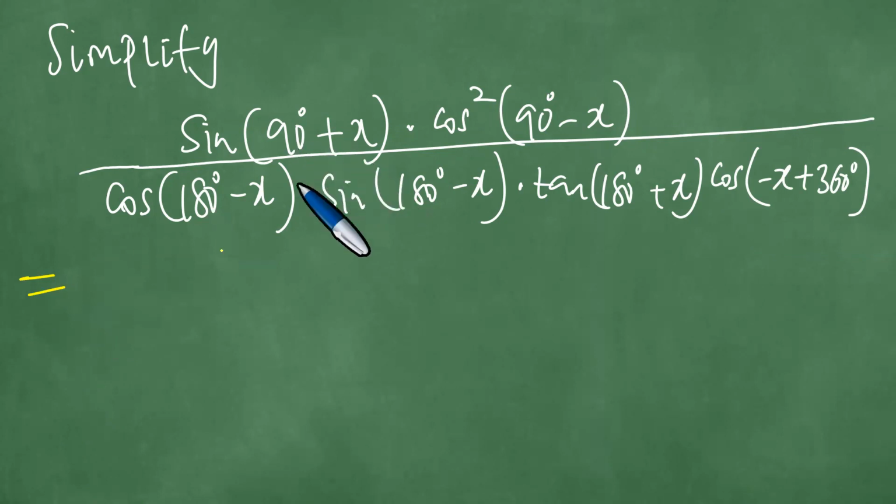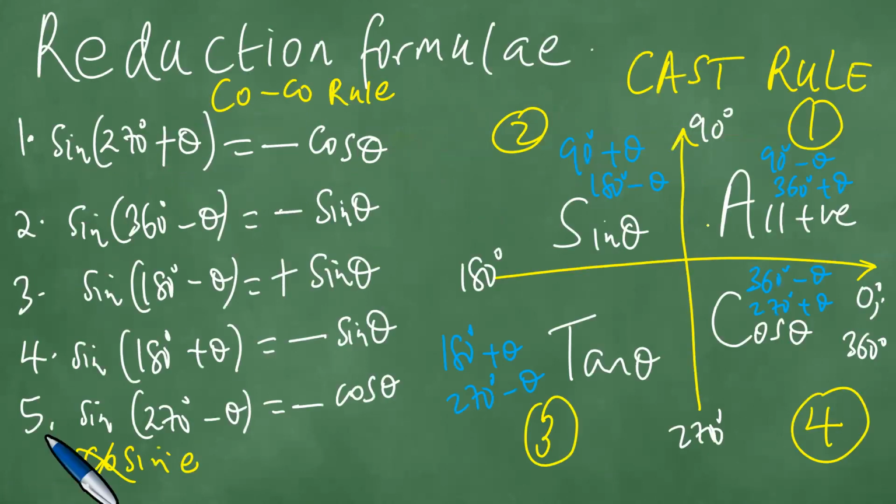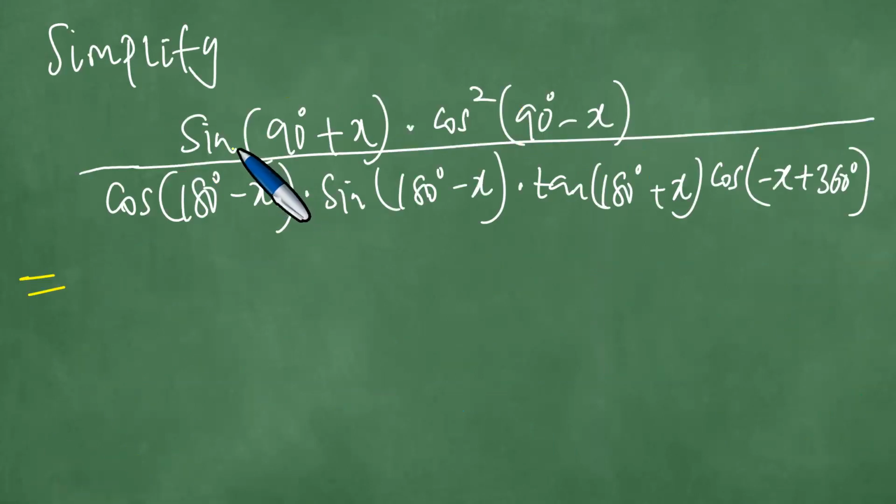In which quadrant is 90 plus x? 90 plus theta is in the second quadrant, and only the sine is positive in the second quadrant, so the answer is going to be positive. But what are we going to write? Because now the COCO rule applies here, where you have the sine of 90 plus x. What is the answer to this?